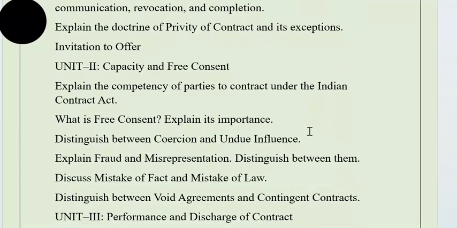Unit 2: explain the competency of the parties under the Indian Contract Act, that is Section 11. Then what is free consent, explain its importance. What is the difference between coercion and undue influence.